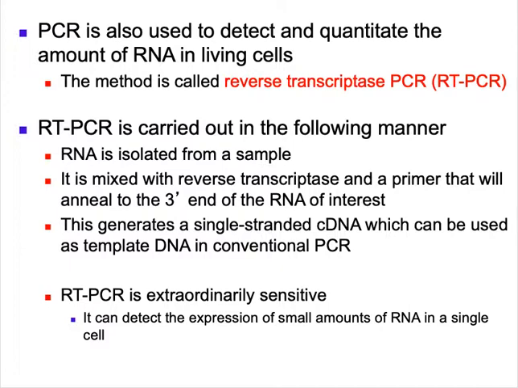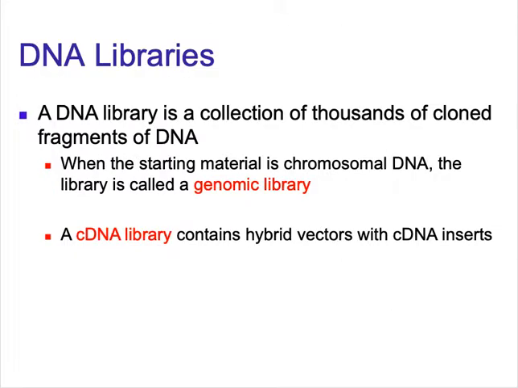PCR is not only used to clone, it's used to detect and quantitate the amount of RNA in living cells by reverse transcriptase. In this case, RNA is isolated from your sample, you mix it with reverse transcriptase, and you generate a single-stranded cDNA molecule that then you can go directly into PCR with and amplify. RT-PCR is super sensitive. It can detect very tiny amounts of RNA from the initial sample.